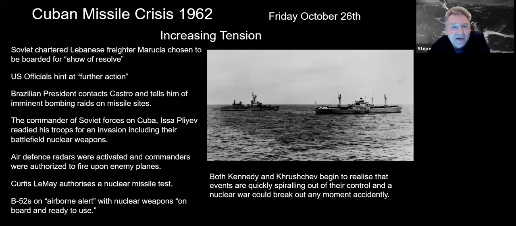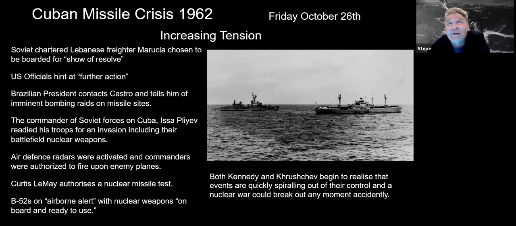So, you know, the air defense radars, which had been turned off, were activated because Castro was insistent that they needed to know. And the commanders of the air defense were authorized to fire on any enemy planes. Up to this point, they'd been told everyone stay cool. And then on that day, for some unknown reason, Curtis LeMay, the head of the Strategic Air Command, authorizes a nuclear missile test, which seems a bit bizarre in the middle of a crisis.